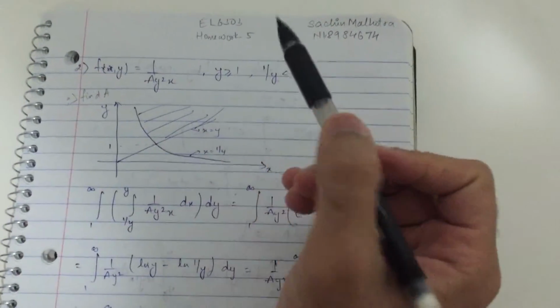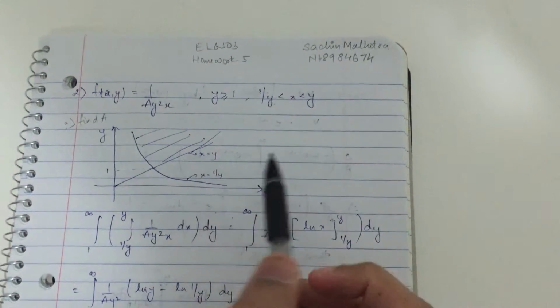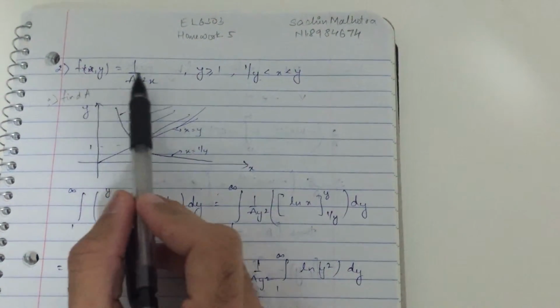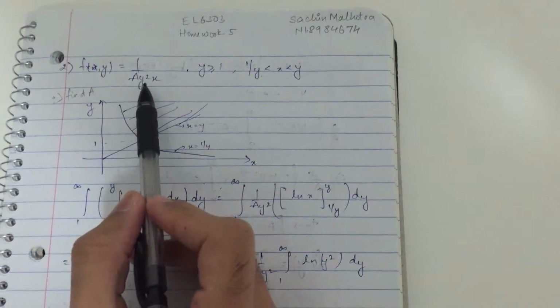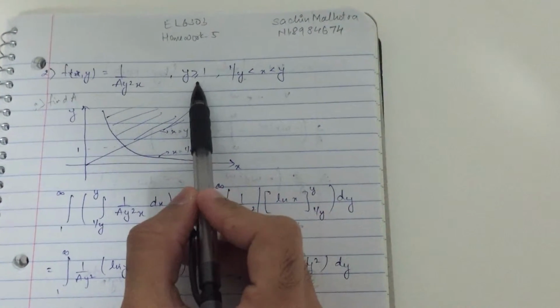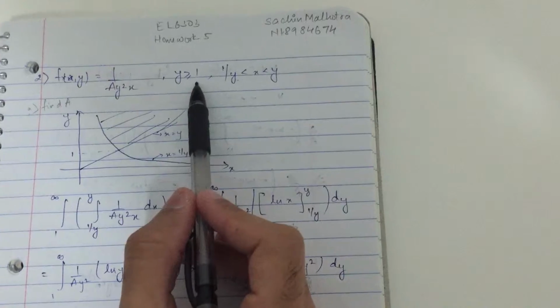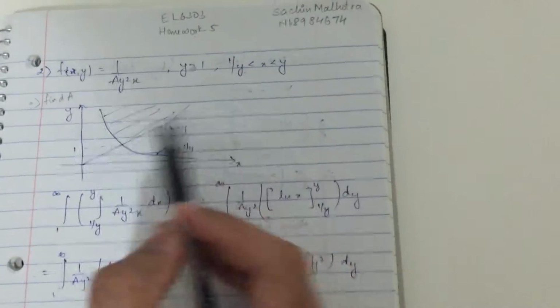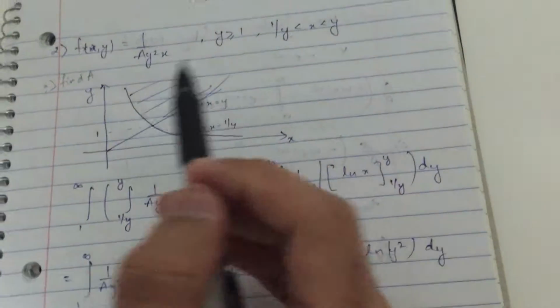I'm going to be solving the homework 5 problem number 2 today. So the question is given as f of x,y is given as 1 upon a into y square into x, and we are also given y is greater than 1 and x lies between 1 by y and y. First we have to find a.